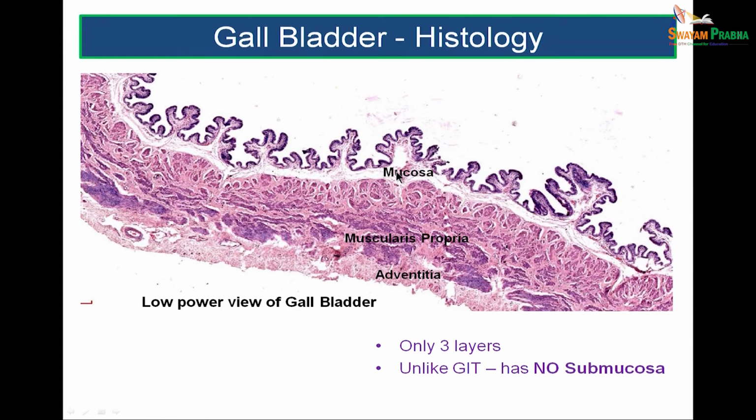Let's take a look at these layers. The innermost is the mucosa. You see an epithelium and it's highly folded. These folds are called rugae. The next thick layer that you see is the muscularis propria. The outermost is a thinner layer which is called the adventitia. So, there is a mucosa, a muscularis propria, and an adventitia. There are only 3 layers, unlike the gastrointestinal tract. There is no submucosa.